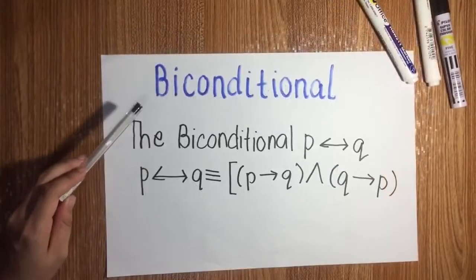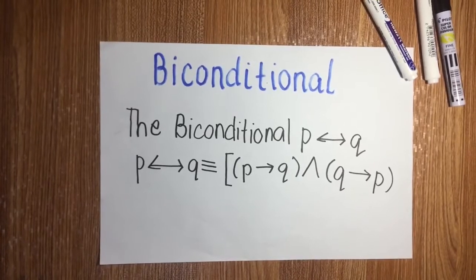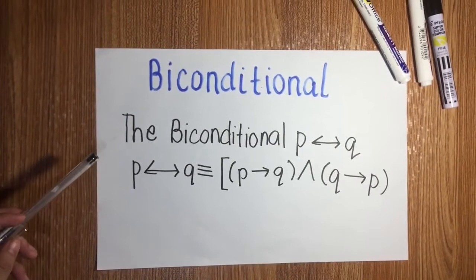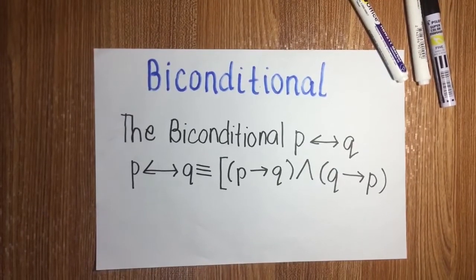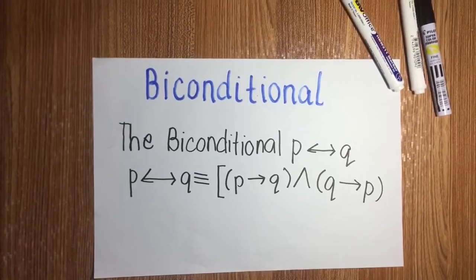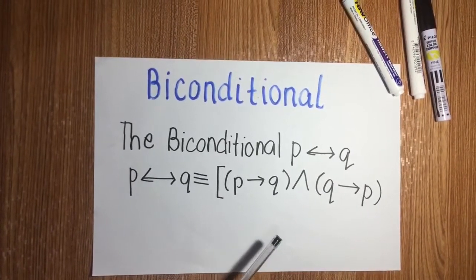A biconditional statement is defined to be true whenever both parts have the same truth value. The biconditional operator is denoted by a double-headed arrow. The biconditional P ↔ Q represents P if and only if Q, where P is a hypothesis and Q is a conclusion.